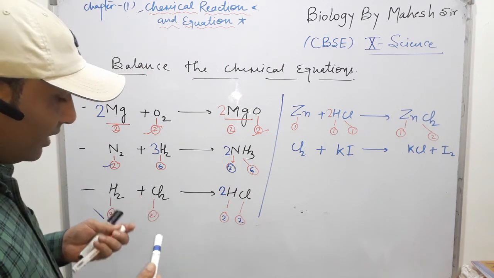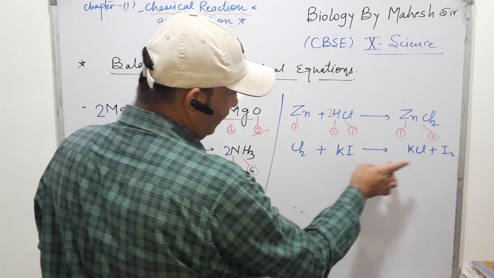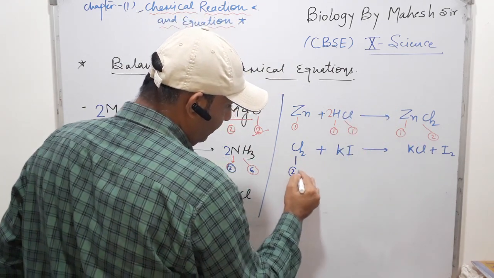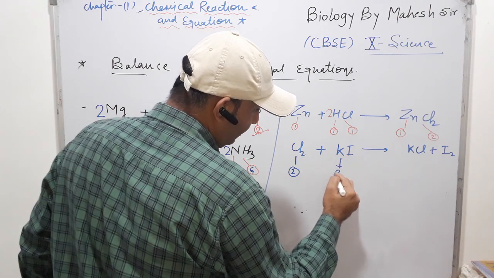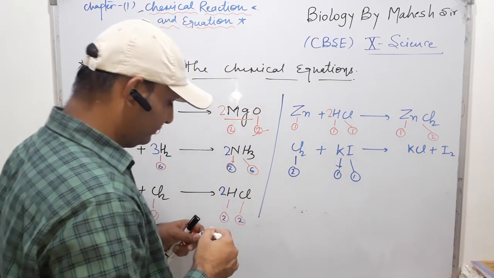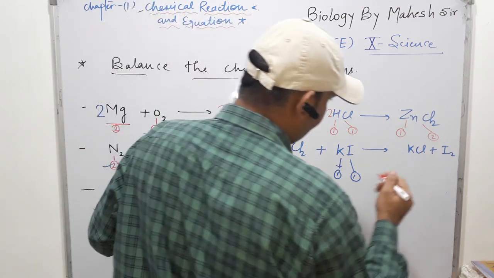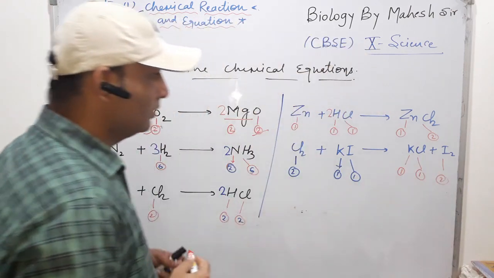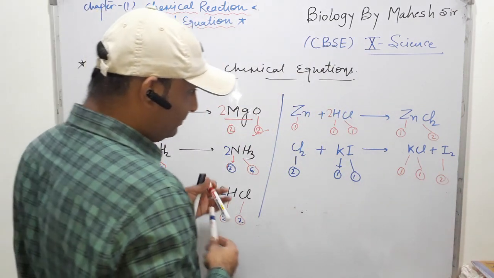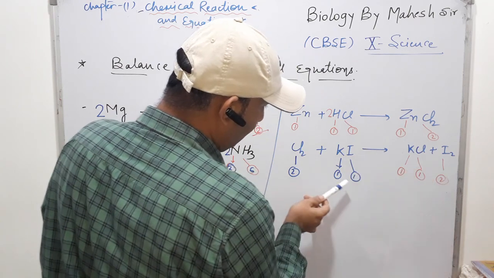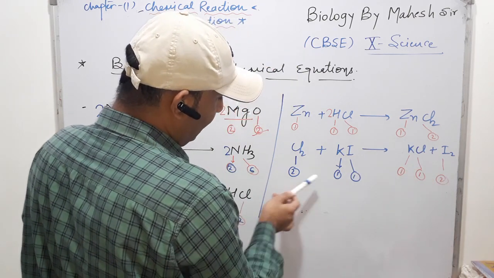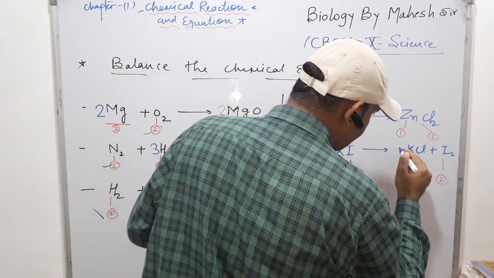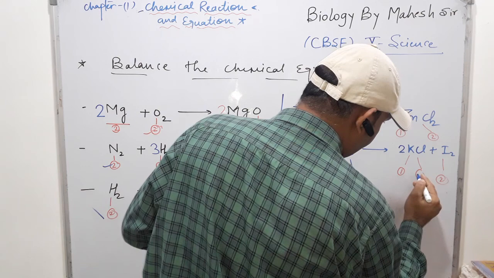Clear? Next is Cl2 plus KI produces KCl plus I2. So Cl2 has 2 chlorine, then potassium 1, iodine 1. Now on the right, potassium 1, chlorine 1, and then iodine 2. Clear? So first of all potassium, then chlorine 1, iodine 2. Here iodine 1, potassium 1, and then chlorine 2. So first we balance the chlorine. Chlorine 2 here, so we write 2 chlorine. So chlorine is in the balanced form.